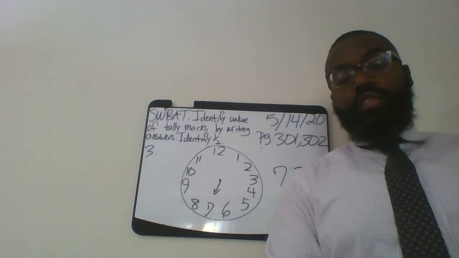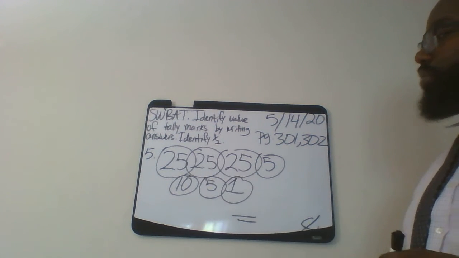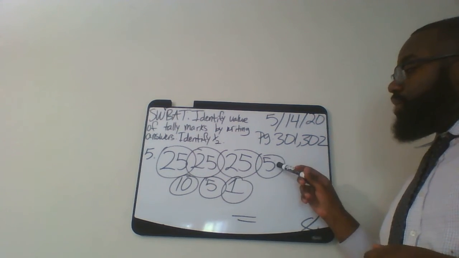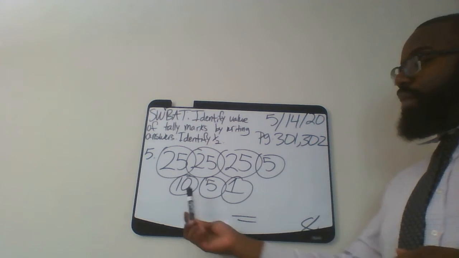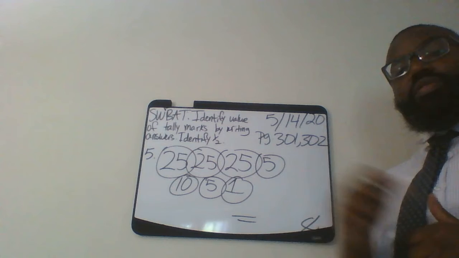How many cents? So here we have 3 quarters. You know, a quarter is worth 25 cents. We have a nickel worth 5 cents. We have 2 nickels. We have a dime, which is worth 10 cents. And then they give us a penny. As we know, a penny is worth 1 cent.